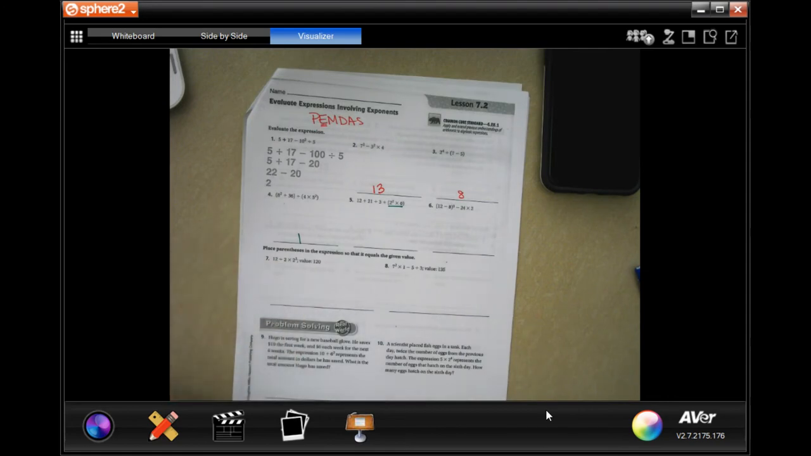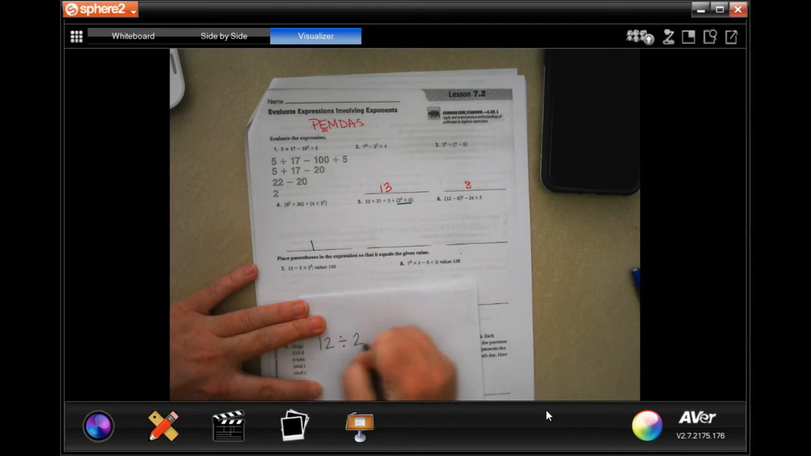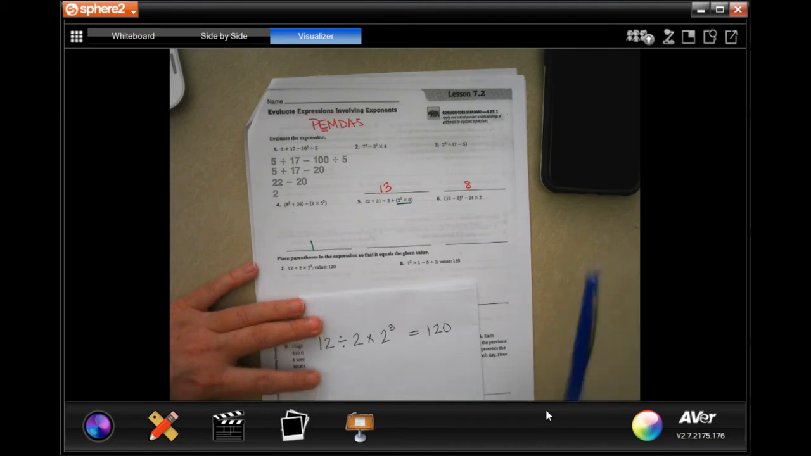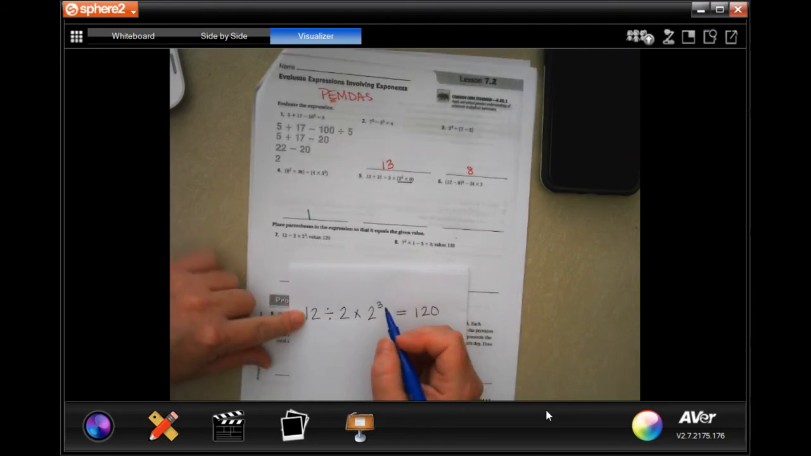Okay. So we're going to go down to number 7, and we're going to do that one together. So it's giving us a number sentence, and we want it to equal 120. So, of all the places that I could put this, I'm going to say 12 divided by 2 is 6. Well, 2 to the third, after years of doing exponents, I know is 8, because 2 times 2 is 4, times 2 again is 8.